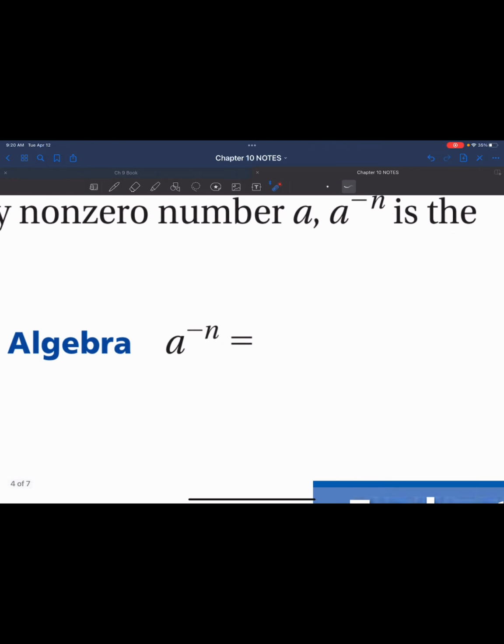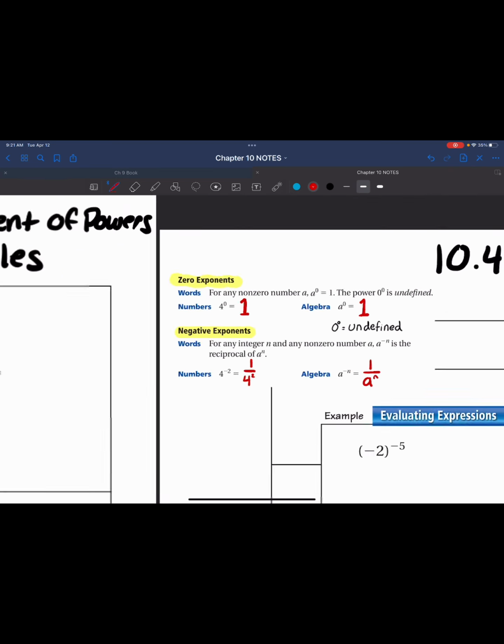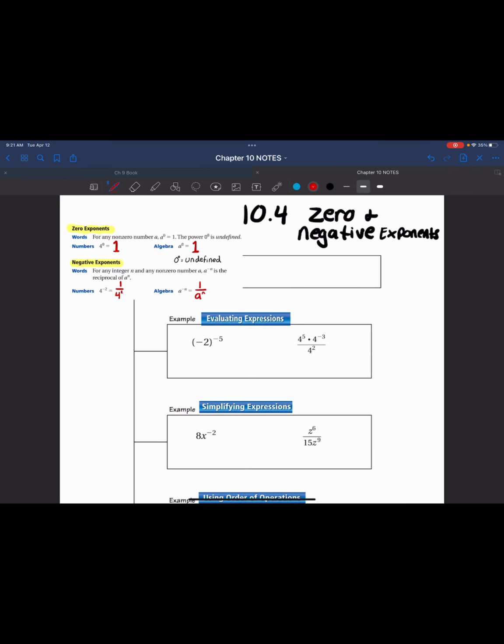Here's another way of thinking about it in algebra terms. It's going to be 1 over a to the n, okay? A can't be 0 though, guys. A can't be 0. That would be undefined. Okay, so now let's go through and do some of these examples. Evaluating expressions. Here we go.